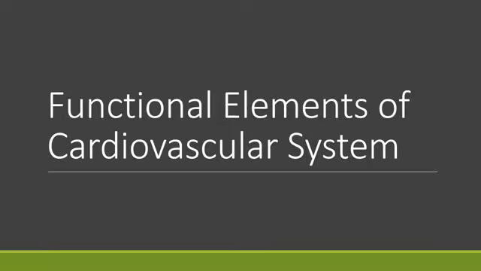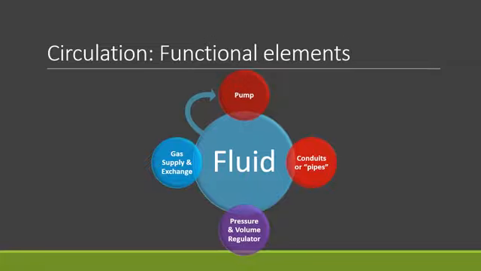So let's start off by looking at the functional elements of the cardiovascular system. As you can see, this is a simplified way to think about the cardiovascular system, but essentially what we have is a fluid system where we need to move that fluid around. So we've got a pump that's able to push the fluid around. We've got our conduits or pipes through which the fluid's going to flow. We also have mechanisms in place to help modify or regulate the pressure and the volume of the fluid.